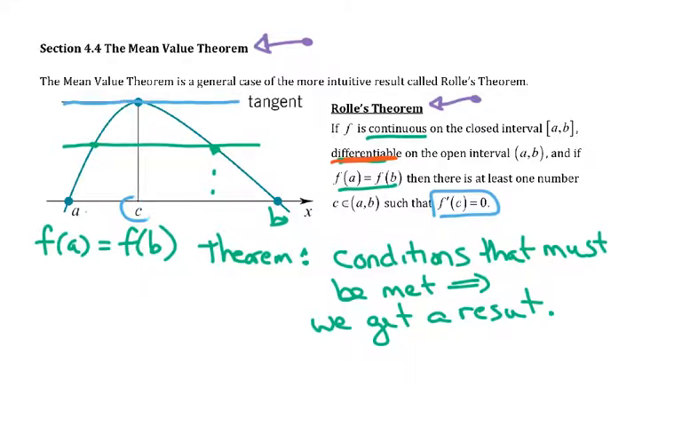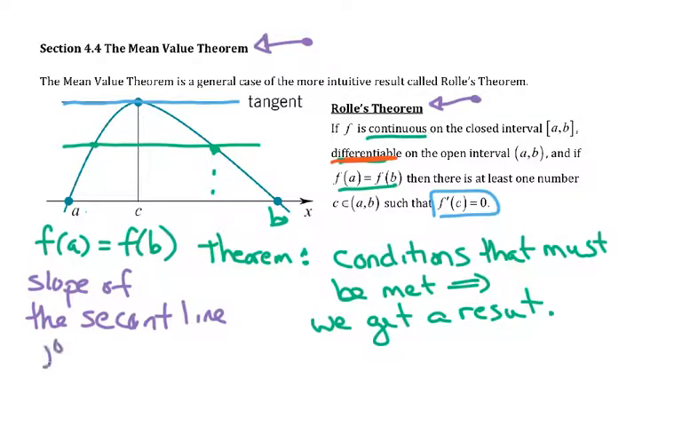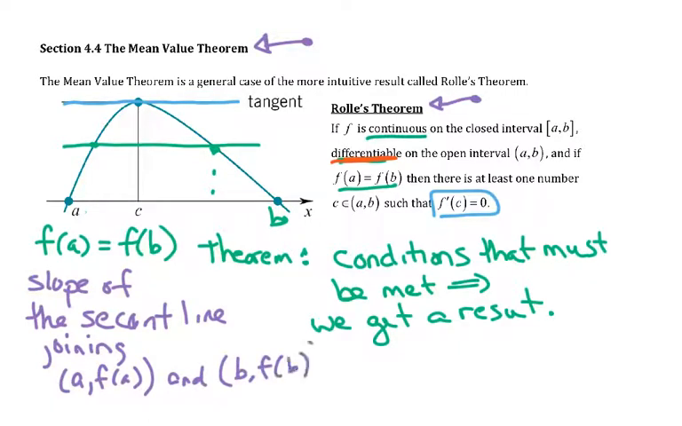In other words, if you think about this, the slope of the secant line joining a and b, these 2 points, a, f at a, and b, f at b. Well, what's the slope of a horizontal line?